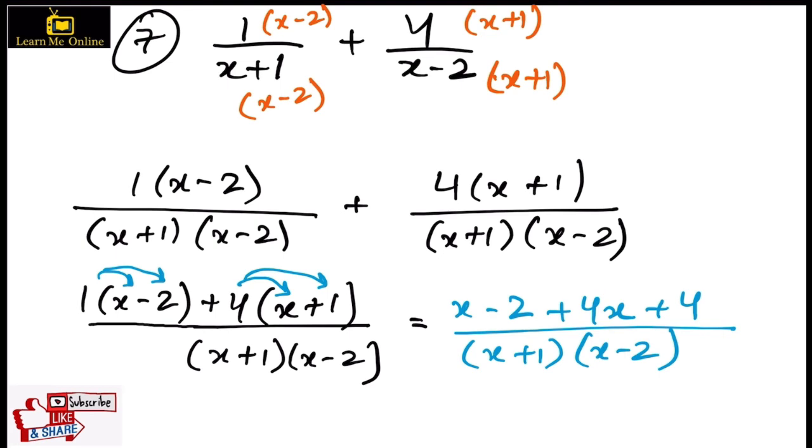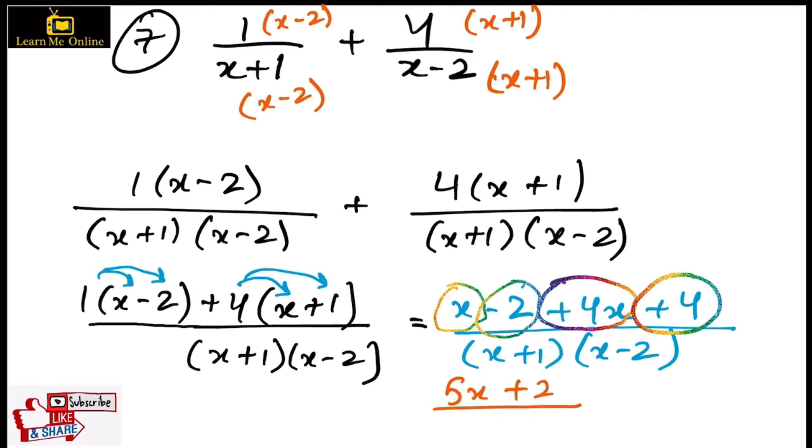We're going to do the collecting like terms on the top now. So we see that we have got the x variable which is here, and plus 4x which is here. When you do x + 4x, the simplification of that would come out as 5x. Now you're having minus 2 with plus 4. So when you do minus 2 plus 4, you will get plus 2.